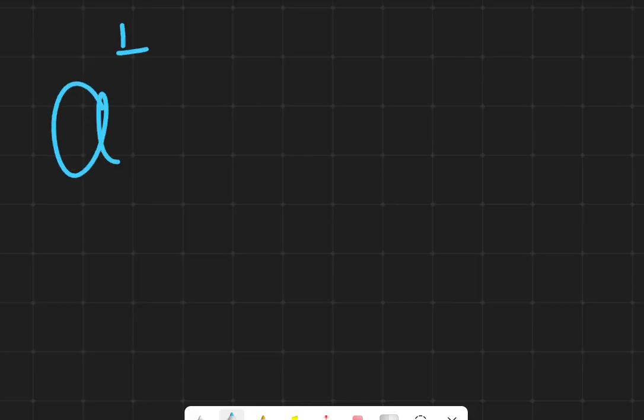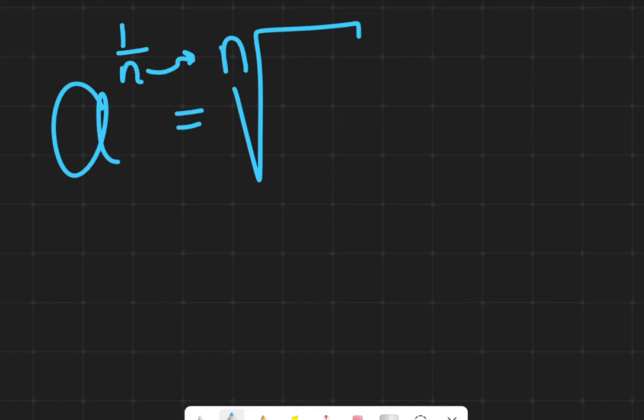If we say, for example, any number a to the power of 1 over n, we said that n is basically our radical over here. So it's going to be the nth root of number a to the power of 1. The nth root of a is equal to a to the power of 1 over n. Alright, let's have some practice on this.